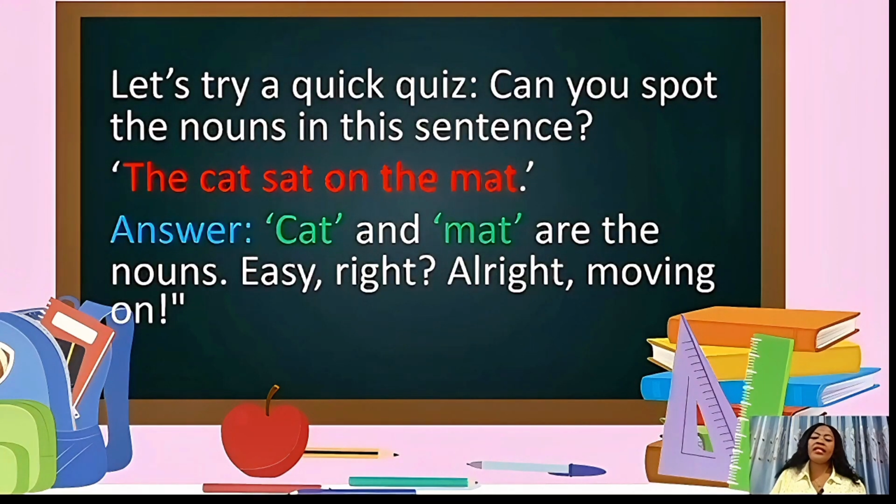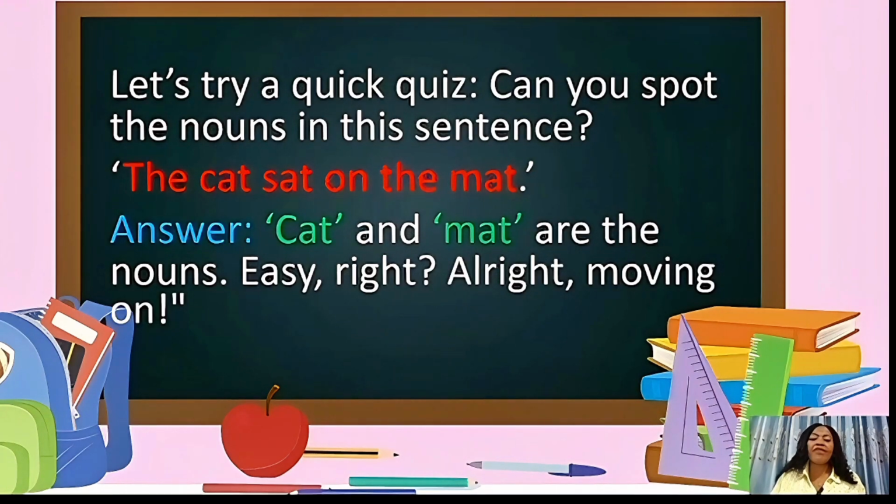Now let's try a quick quiz. Can you spot the nouns in the sentence? The cat sat on the mat. Remember we said we have common and proper nouns. Can you spot out the nouns in the sentence? Okay, so the answer is cat and mat. The cat is a noun and mat is a noun. It's easy, right? It's really easy if you follow up.